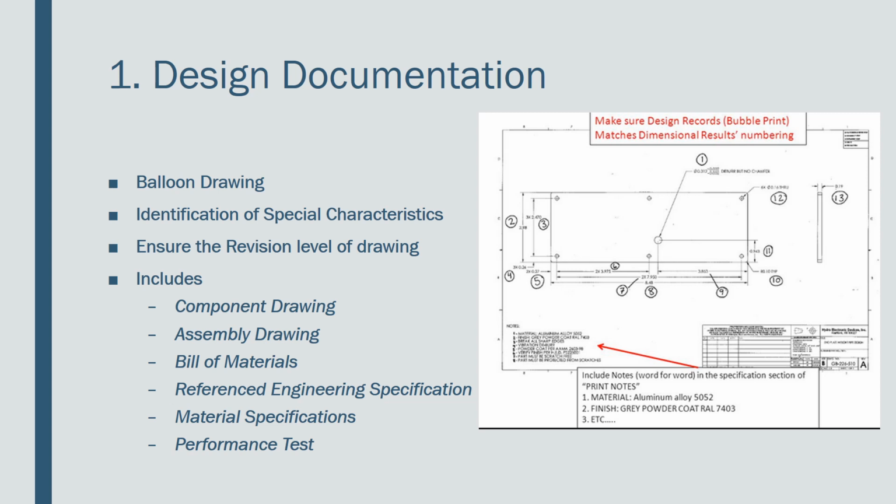Bill of materials BOM and referred engineering specifications. There might be specifications like material specifications, plating specifications, or some special process specifications. Those need to be verified, material specifications also need to be verified, and the performance test of the particular part needs to be verified. These are all the main documentations for design records.